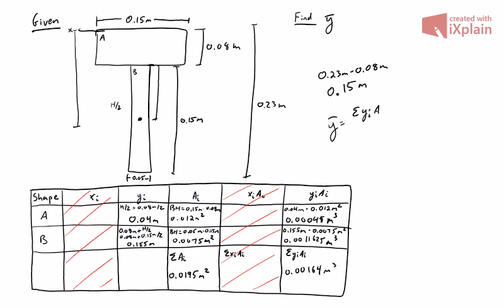All right, and then we have our equation for the y position of the centroid: the sum of y times A's over the sum of the areas. That gives us 0.00164 meters cubed all over 0.0195 meters squared, so the y position of our centroid is equal to 0.0842 meters, which is closest to option A if you're following along in the slides for the multiple choice.